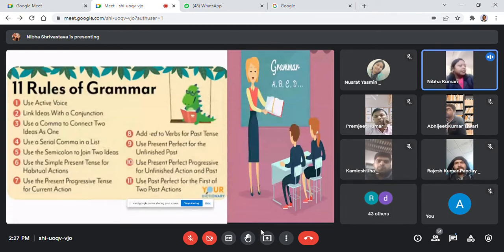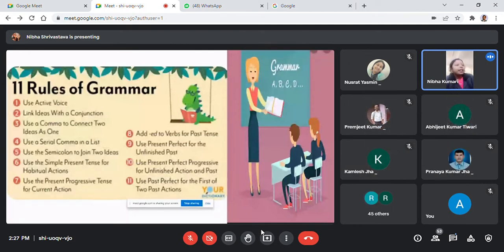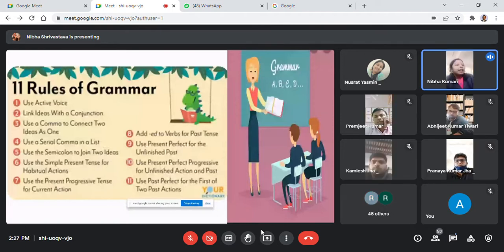Okay. Then the seventh rule, use the present progressive tense for current actions. Present progressive tense means present continuous tense. Okay. Then add -ed to the verb for past tense. Then use present perfect for the unfinished past. Unfinished past means past perfect.